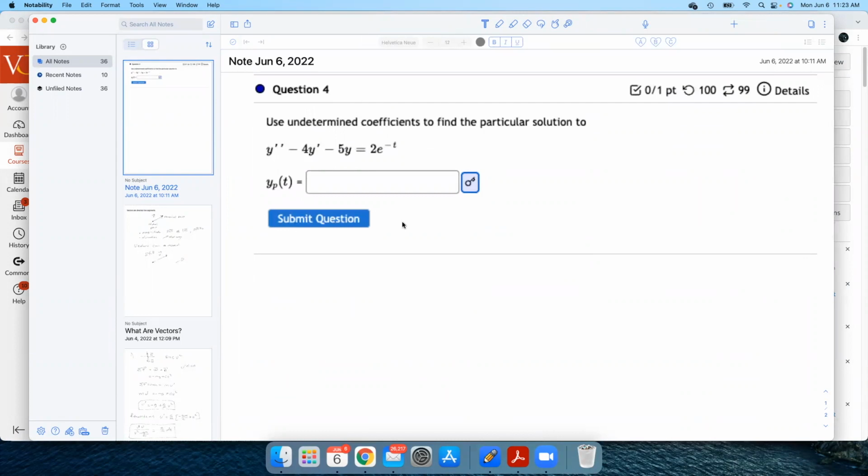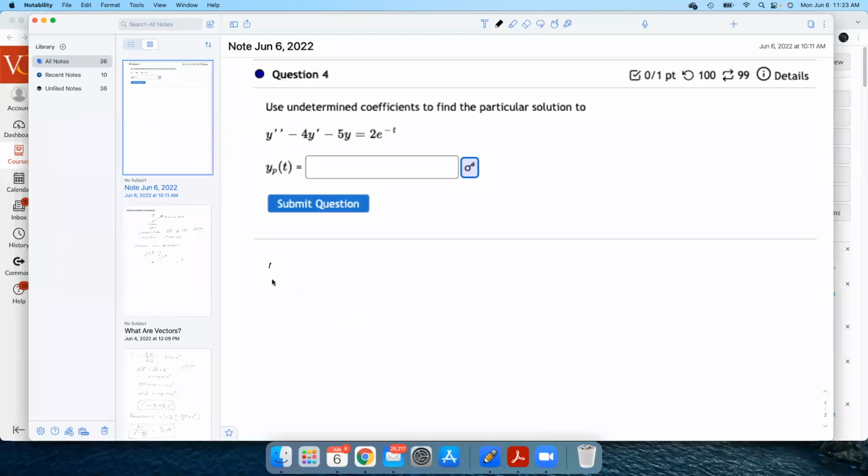Okay, let's solve this DE. First thing we want to do, step one, solve our homogeneous version.